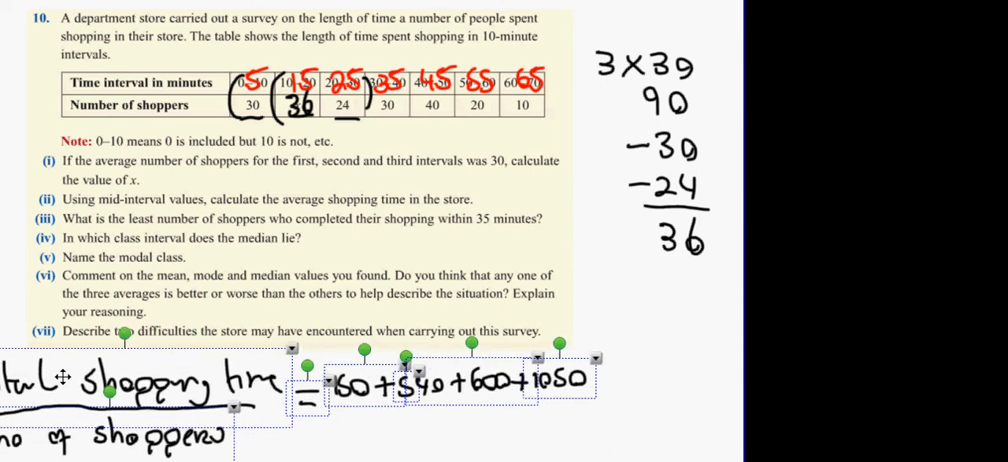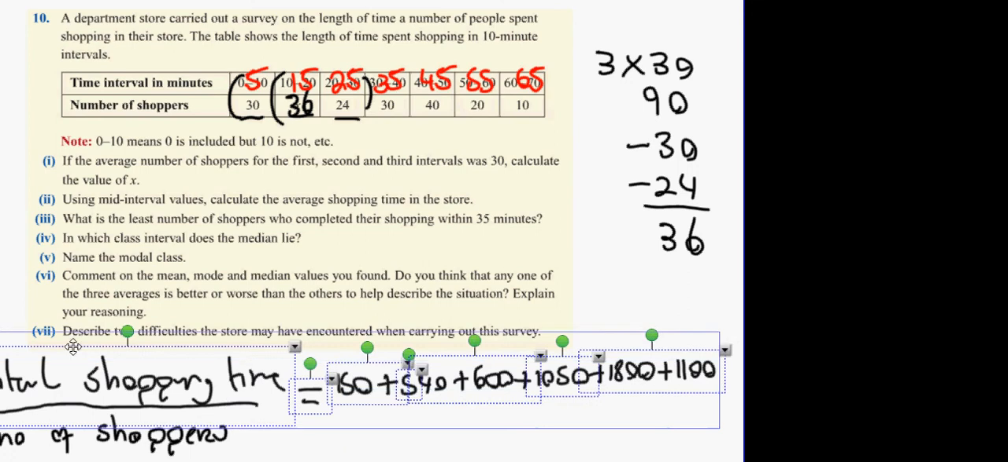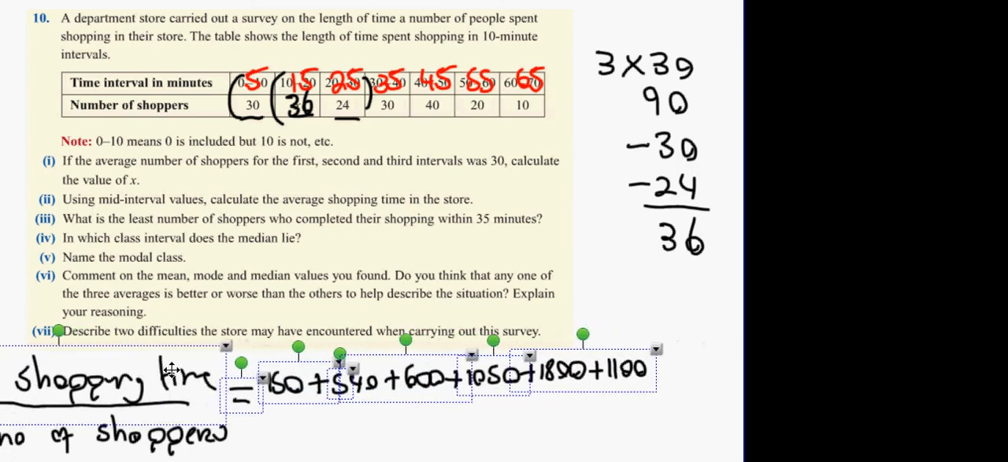1800. So 1800. After that, 1100. And after that, 650. Okay, so 650 as well.